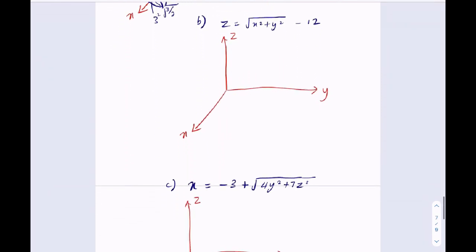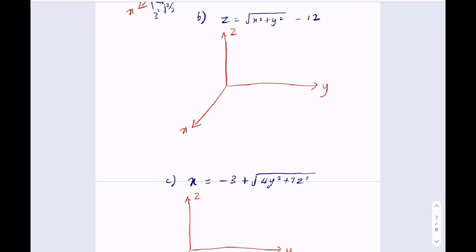I've copied the question over here. Okay, so the full question is this one. z equals square root blah blah blah minus 12. Okay, so this one is actually a one-sided cone at the positive side of z, and then shifted down to negative 12.